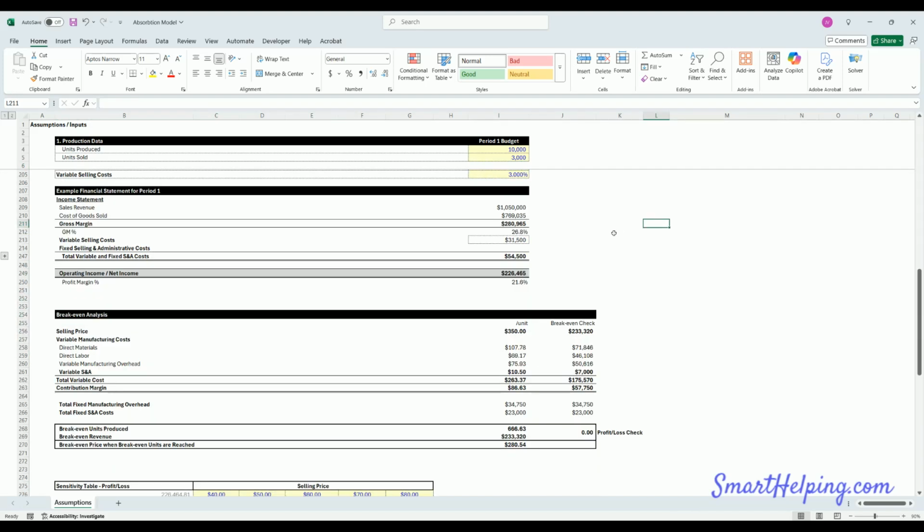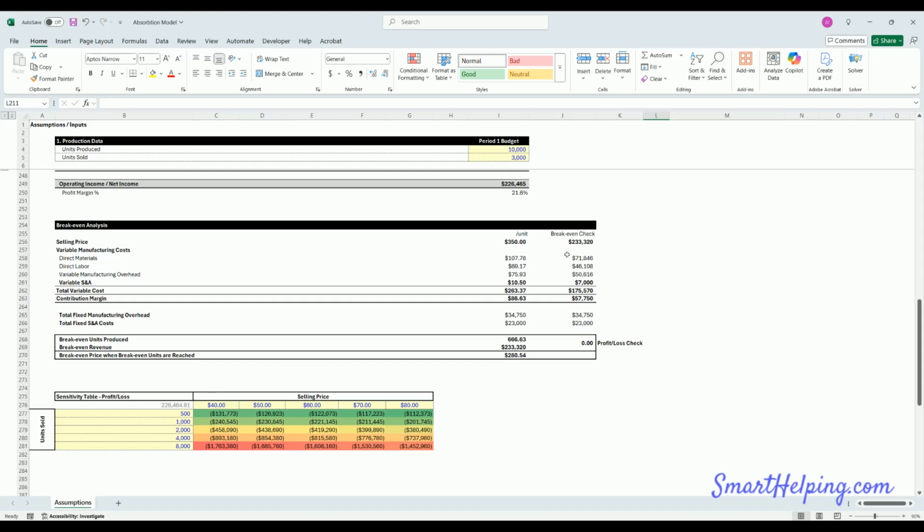Now where it gets even more fun, we have the break-even analysis. So let's look at this. Here's the break-even check. This break-even units produced is saying that at 10,000 units, we're making a profit of 226. But if we produce a certain number of units, what is that number so that we break even exactly? And that's what this number says.